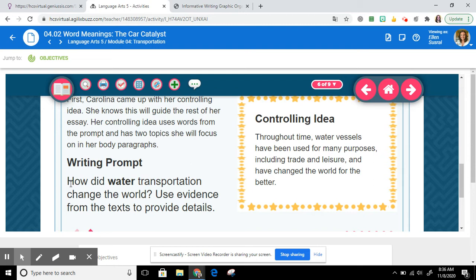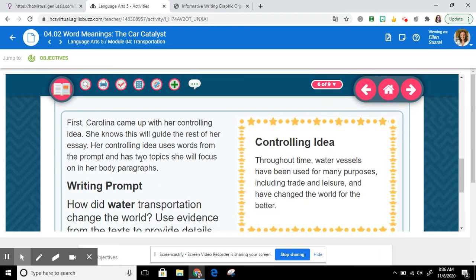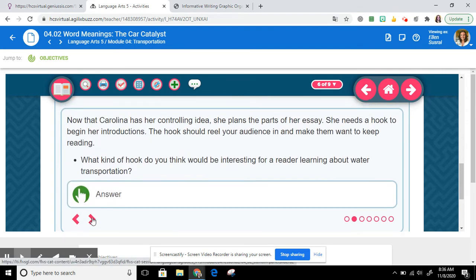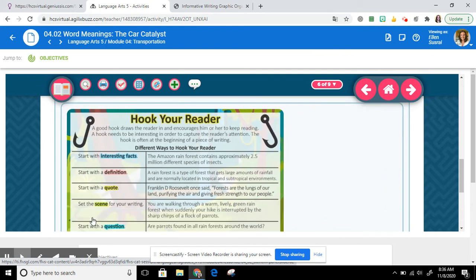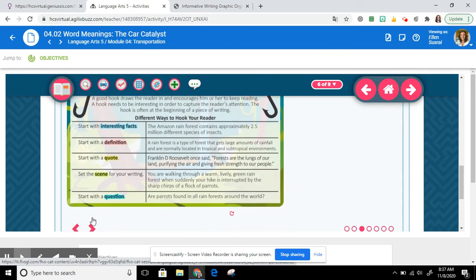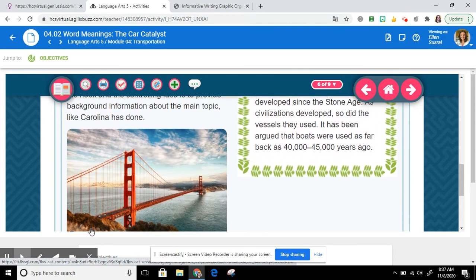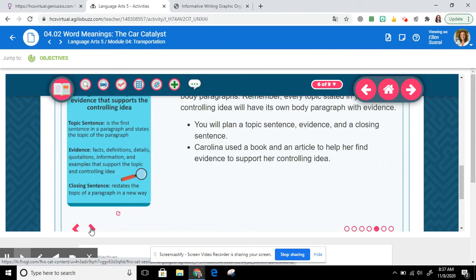It's focusing on one type of transportation, whereas the prompt you're answering for the assignment is explaining how transportation changed the world. So this example is focusing on a type of transportation. Your prompt is more general, just transportation in general. How has it changed the world? But if you go through this example, it gives an example of the controlling idea. It gives an example of a hook. It gives more examples of different hooks you can use. It gives you an example of a bridge for your graphic organizer in your introduction.